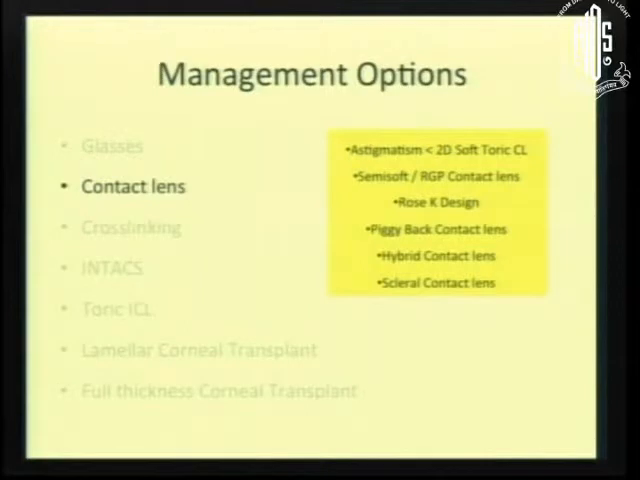The next option would be management using contact lenses. If the astigmatism is still less, you can manage it with soft toric lenses. These days you have the Kerasoft lenses as well. Otherwise, most commonly we use the rigid gas permeable lenses, notably the Rose K design. And in certain cases with decentered cones, you have to resort to using piggyback lenses, where you put in a soft contact lens and then put an RGP lens on top. You have the newer hybrid contact lenses which have a central RGP and a peripheral soft skirt.